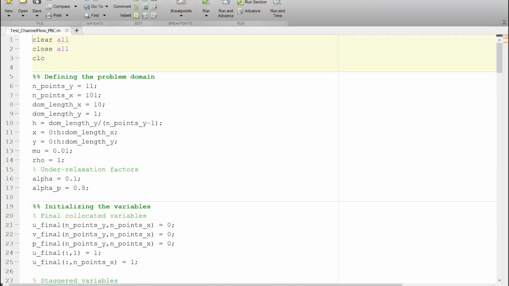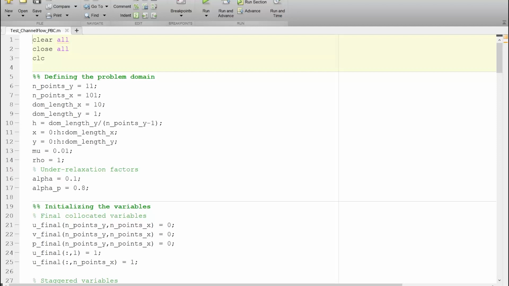What you see on the screen is a code that I have modified from the previous code for the lid-driven cavity, and now this code can solve for the channel flow using periodic boundary conditions. I'll highlight some of the things that I've changed compared to the past code. The first thing, as I mentioned previously, was the geometry of the problem domain.